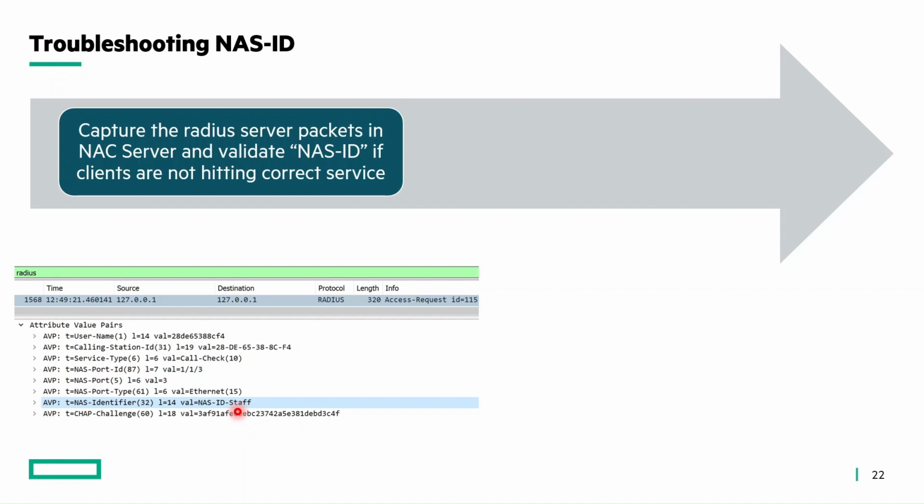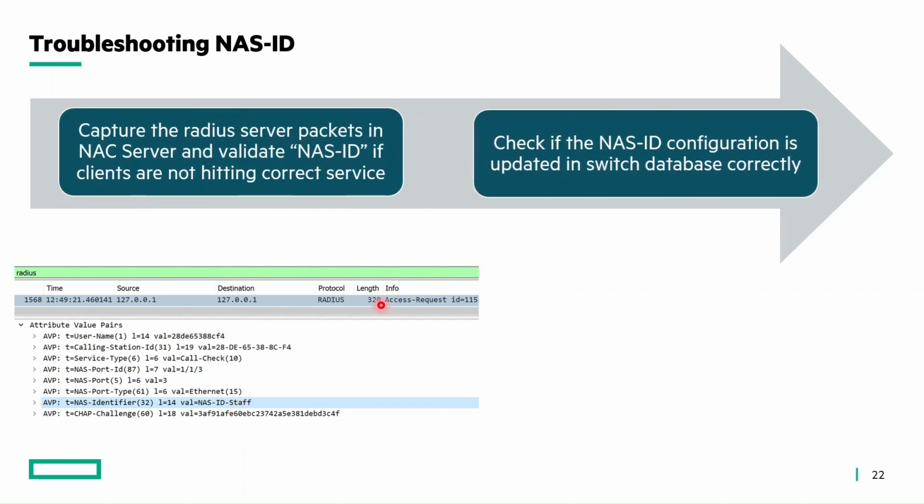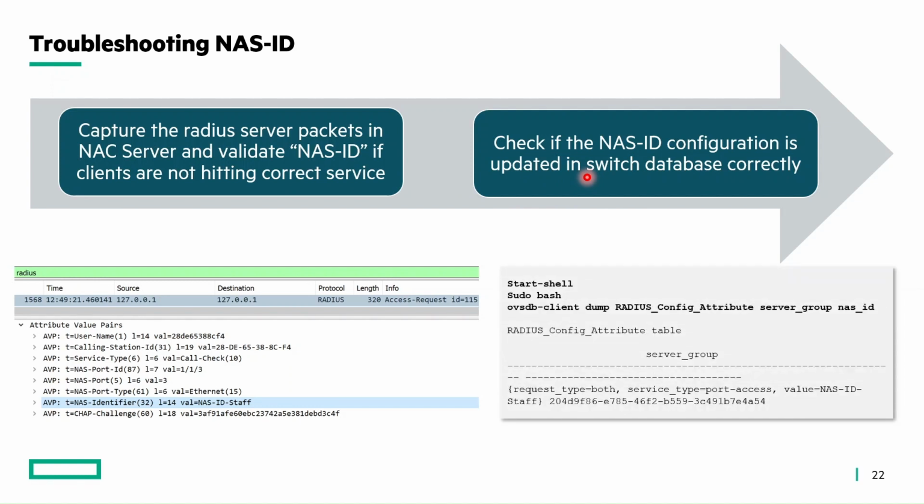In case this itself is not working, we can check in the database whether the NAS ID value we configured in the CLI is updated correctly or not. For that purpose, I'll be dumping the RADIUS config attribute table for a particular server group. Here it will display what the NAS ID value is for this particular server group. So here we can cross-check whether the NAS ID from the CLI is correctly enabled in the database or not.